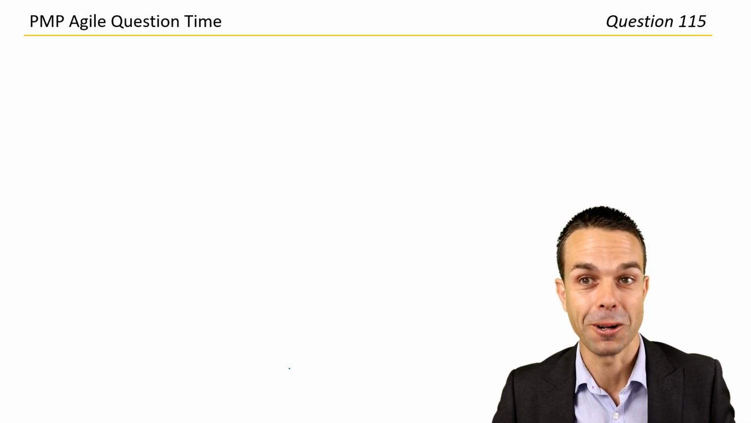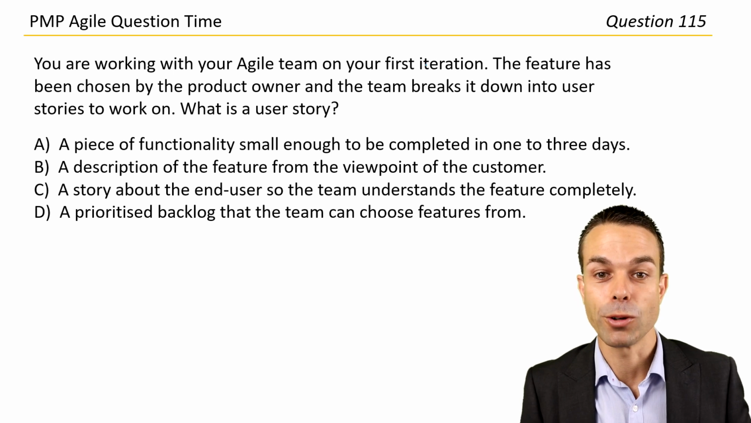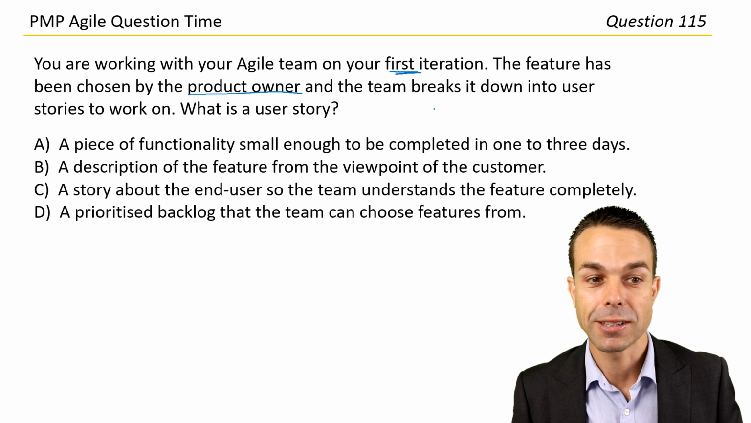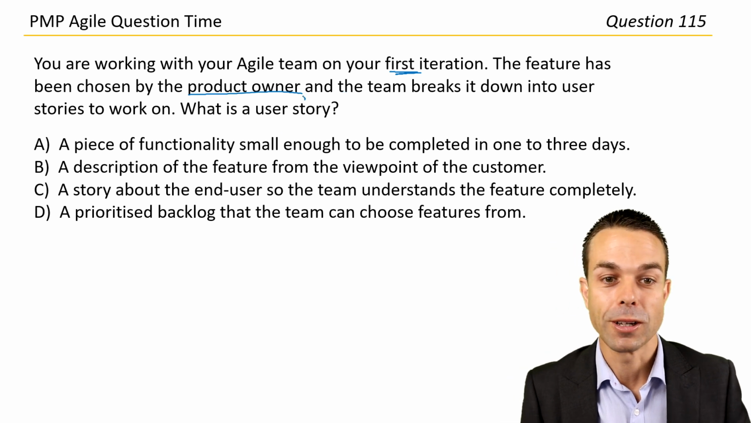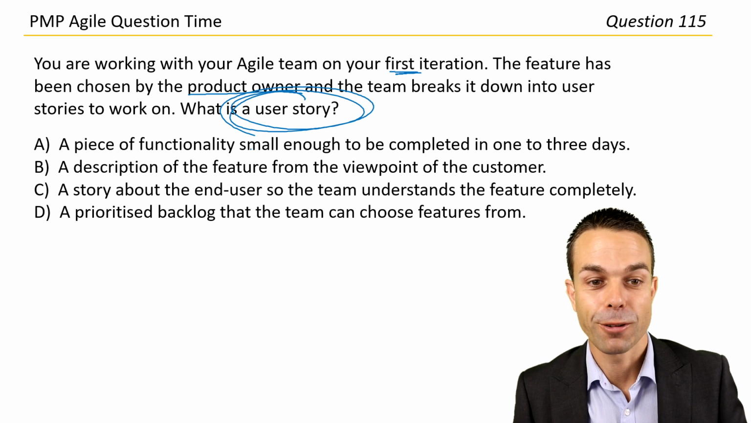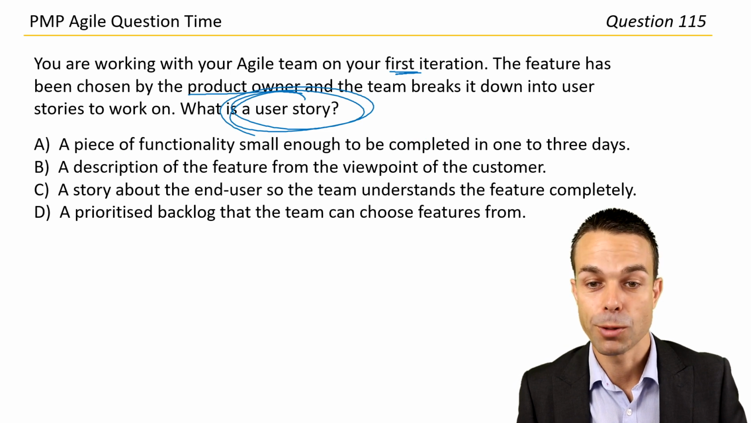Really, really great work. You're working with an Agile team on your first iteration. The feature has been chosen by the product owner, and the team breaks it down into user stories to work on. What is a user story? This is really good. So a feature of functionality small enough to be completed in 1 to 3 days.